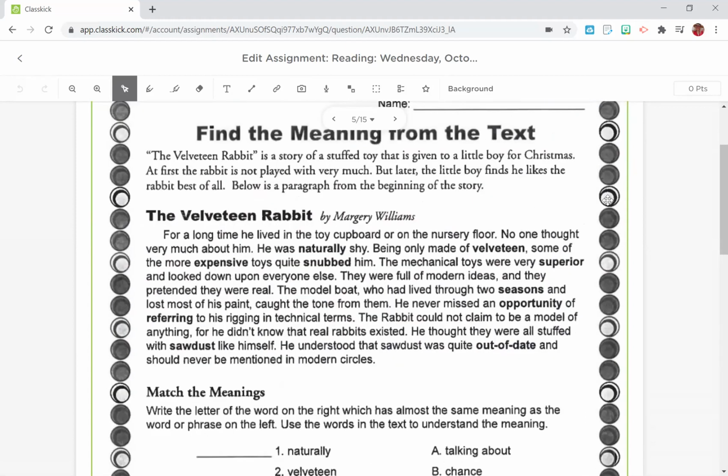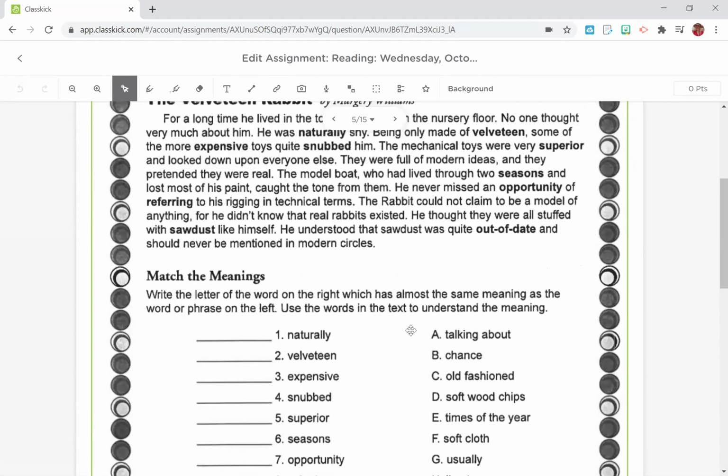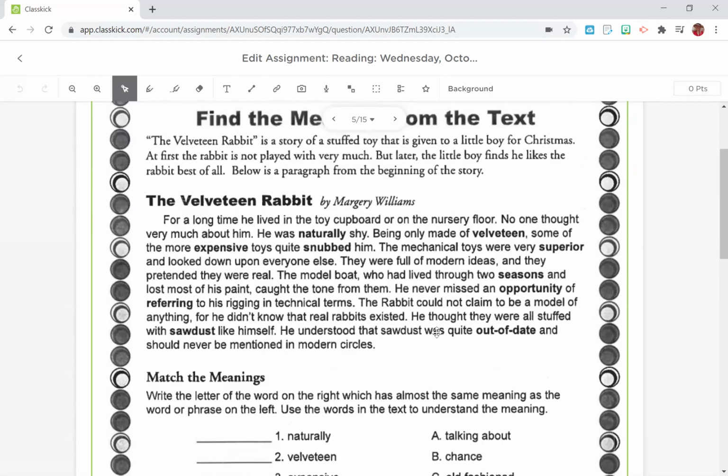We're going to be reading about The Velveteen Rabbit by Marguerite Williams. Let's go ahead and begin, and we'll start finding the context clues for the words in bold.